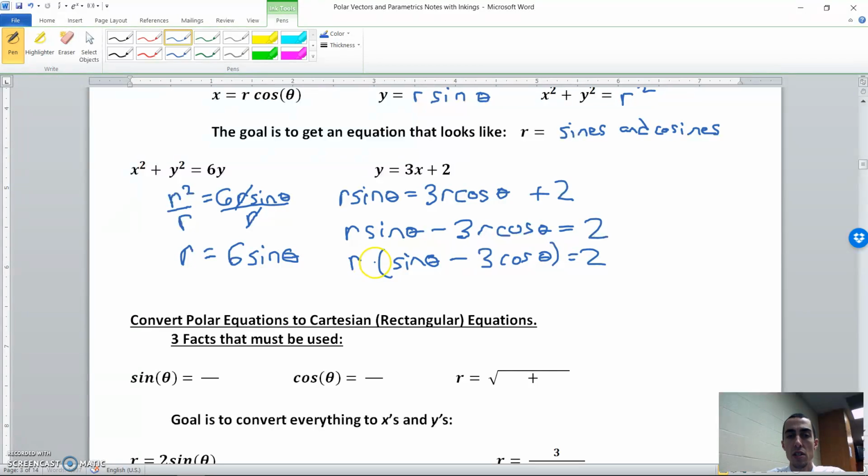Now, I've got an r times this difference over here in parentheses. So if we divide both sides by that set of parentheses, we're going to have r by itself, which is exactly what we want. We want r equals some expression. So when I do that, it's going to be r all alone on the left side equals 2 divided by what's in these parentheses, sine theta minus 3 cosine theta on the bottom.